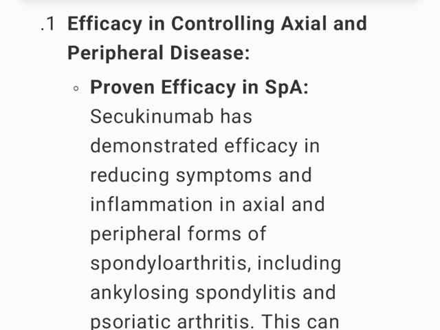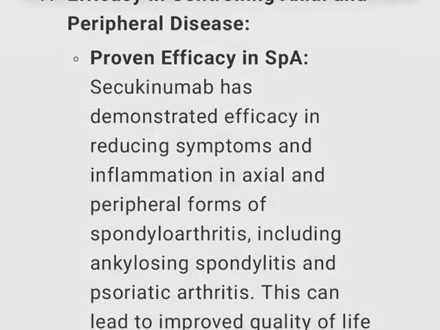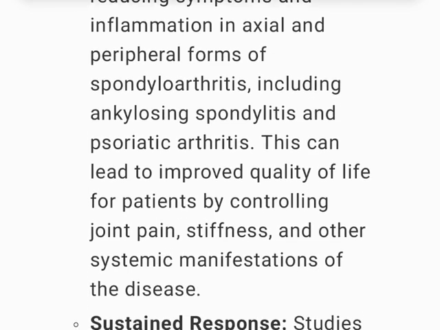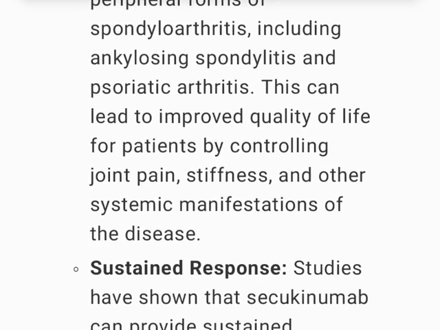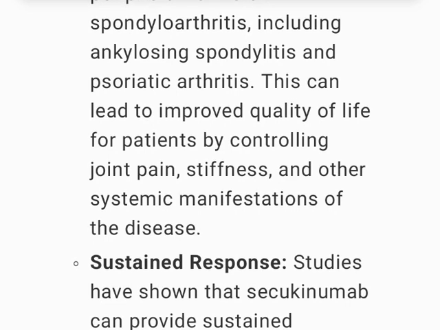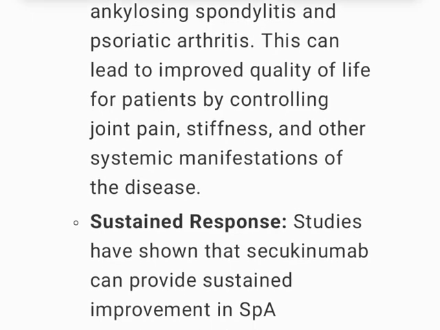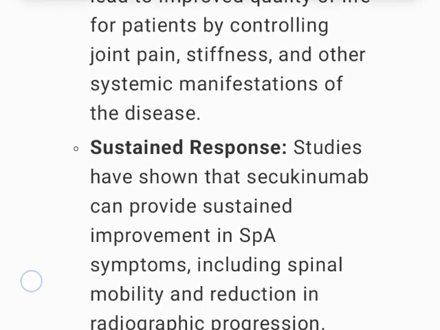1. Efficacy in controlling axial and peripheral disease. Proven efficacy in SpA. Secukinumab has demonstrated efficacy in reducing symptoms and inflammation in axial and peripheral forms of spondyloarthritis, including ankylosing spondylitis and psoriatic arthritis. This can lead to improved quality of life for patients by controlling joint pain, stiffness, and other systemic manifestations of the disease.